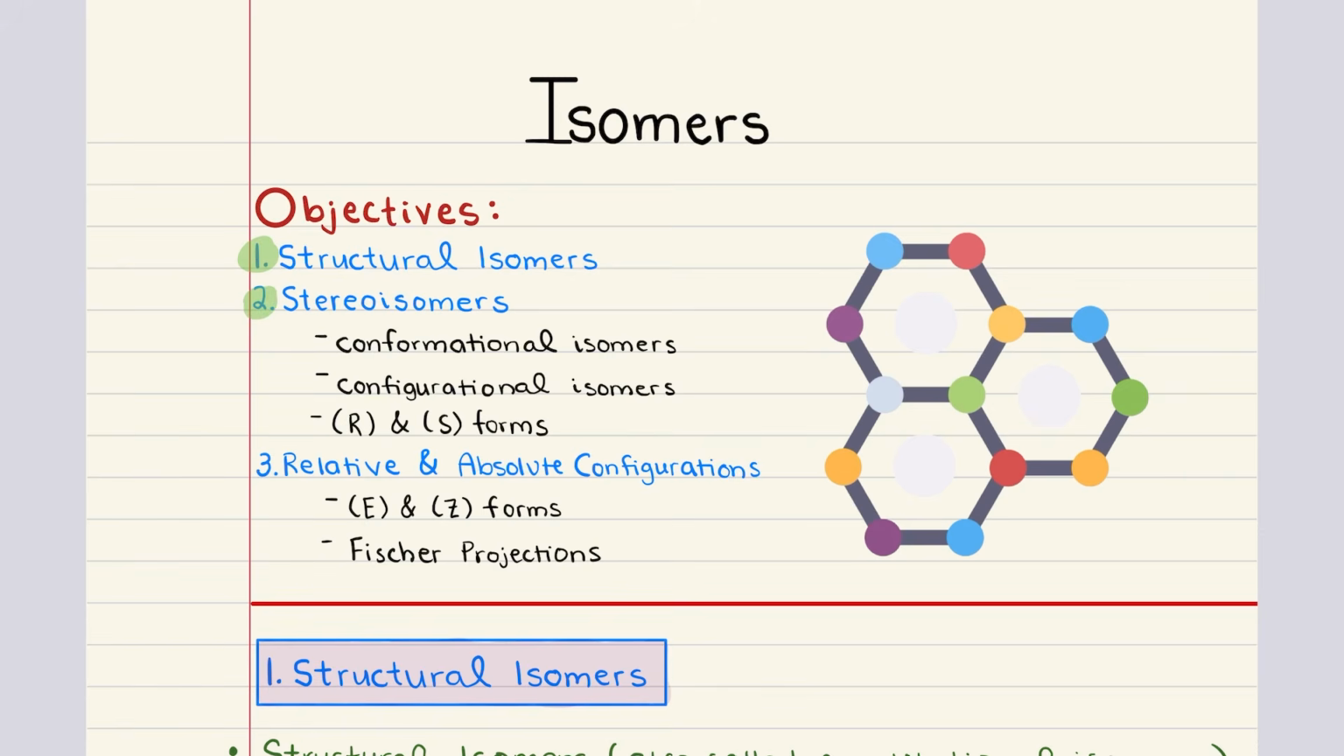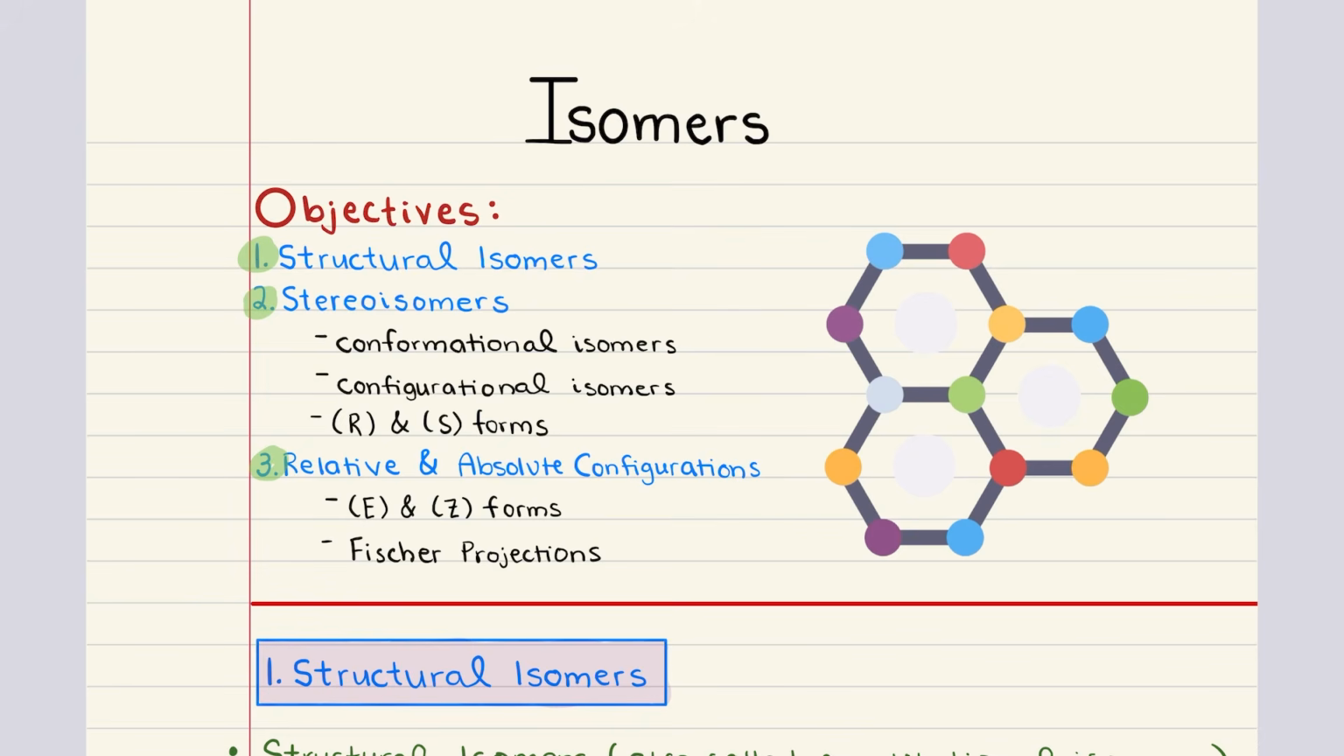Next, we're going to dive into stereoisomers. We're going to break this category into two main types: conformational isomers, which result from rotations around single bonds, and configurational isomers, which cannot interconvert without breaking and reforming bonds. As part of this, we're also going to discuss how to assign R and S designations to chiral centers. Finally, we will examine relative and absolute configurations.